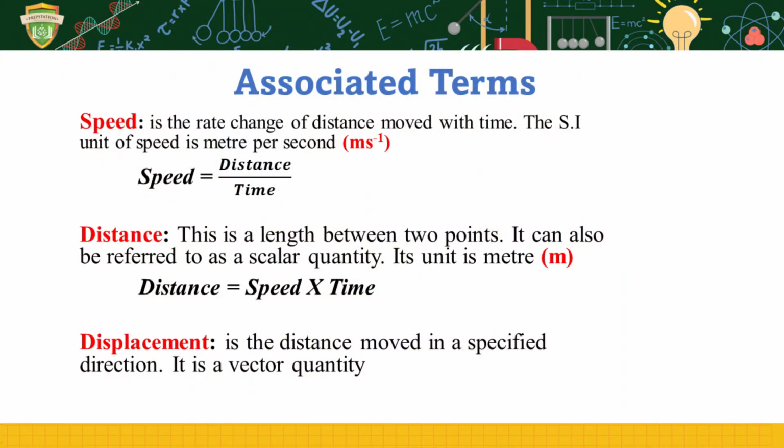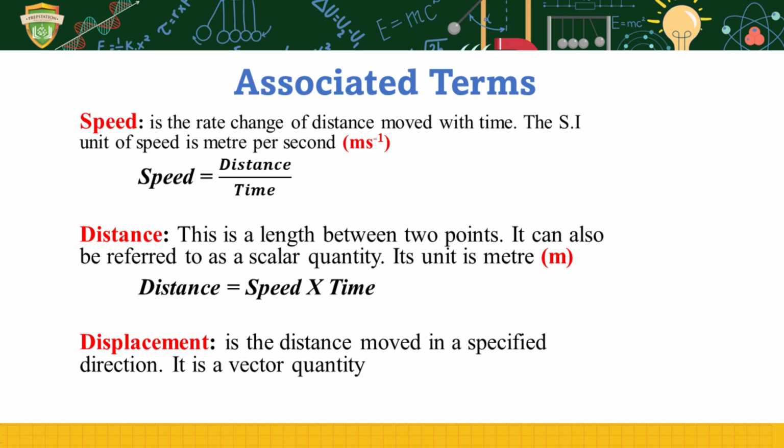Now, in motion, there are a few terms that we want to look at. What are the terms that make motion possible? One of them is called speed. Speed is the rate of change of distance with time. The rate at which distance is moved with time is known as speed. The SI unit for speed is meters per second. So if you want to define speed, speed is the rate at which distance is moved with respect to time.